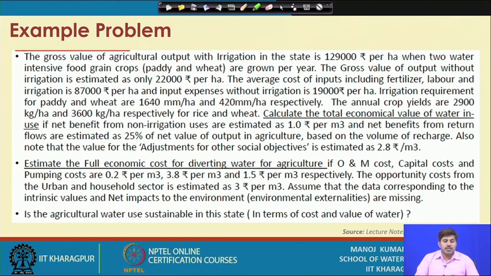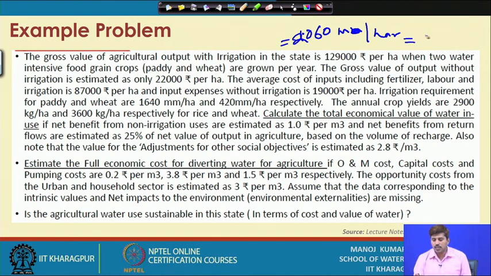The irrigation requirements are also given for paddy and wheat: for paddy it is 1640 and for wheat it is 420. So the total irrigation requirement in a year cycle is 2060 mm per hectare. If you want to convert it into cubic meters, one needs to multiply with the area. This 2060 mm would be 2.06 meters, and then you multiply with 10,000.